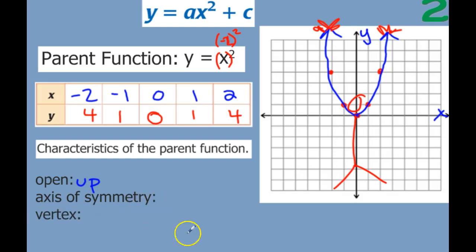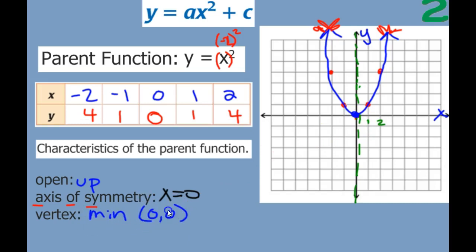Our axis of symmetry, where does our graph fold in half? We abbreviate this AOS, axis of symmetry. This axis of symmetry is right at our y-axis, or when x has reached 0. So our axis of symmetry is when x is 0, that vertical line right there. And then our vertex. This vertex of this blue graph is the lowest point. We can ignore my stick person that I drew. The lowest point in this graph is this blue point right here. Our vertex, it's the lowest point, that's a minimum, and it is the point (0, 0). It's the origin.